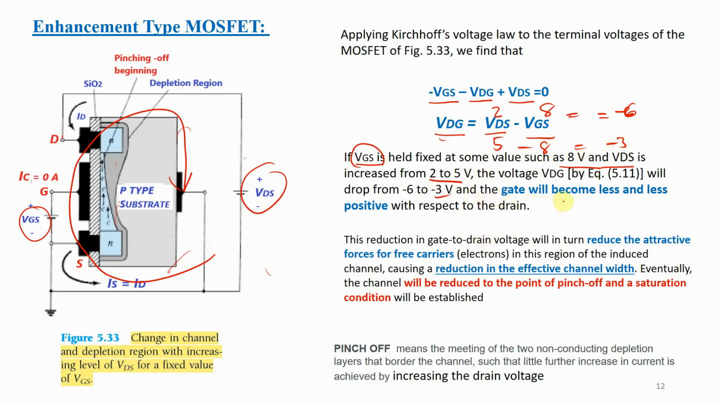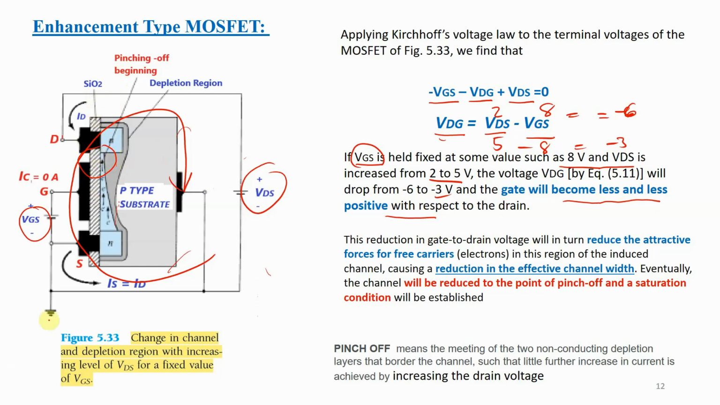So what will happen? The gate on this region will become less positive with respect to the drain. So that's why the thickness of this region will be reduced, controlling the flow of current.